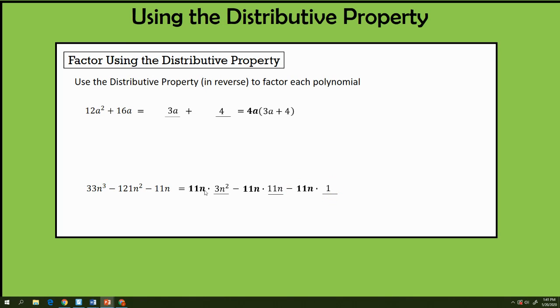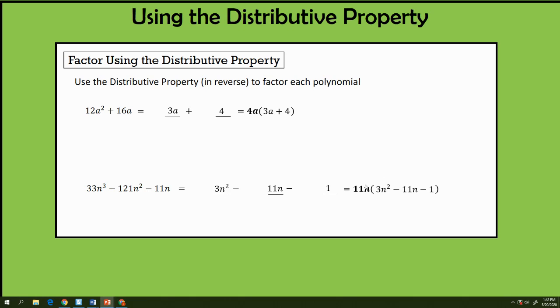So what we're going to do to factor is we're going to take this GCF that you see in each one of these, and we're going to put it on the outside of the parenthesis. So we're factoring this 11n out. And when I factor it out, what remains underneath is 3n squared minus 11n minus 1. So we've now converted this trinomial into this monomial times this trinomial. Okay, so we've written this as a product.